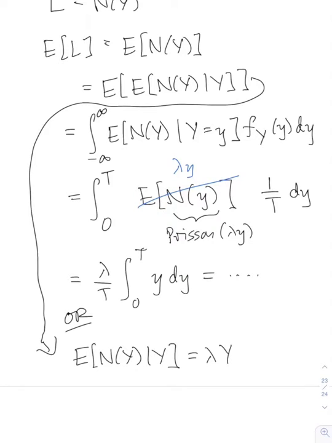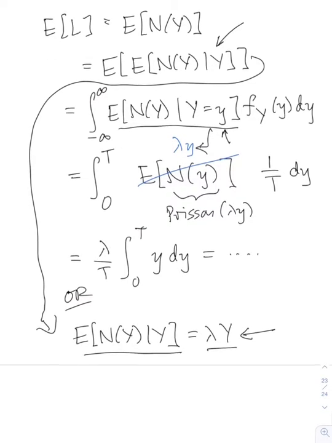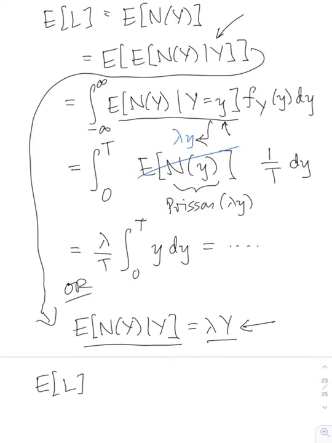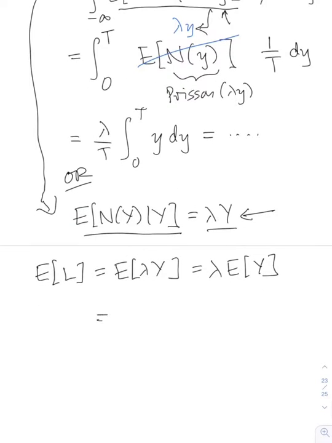Or another way to think about that is, if you come up here and you look at this expression, we calculated it, right? It's lambda little y. And this thing is what you get when you plug capital Y into this expression. So it's got to be lambda times capital Y. Well, then we can plug that back up into here. And so I get that the expected value of L is the expected value of lambda times Y, which is lambda times the expected value of Y. Y is uniform on 0 to t, so its expected value is t over 2. So I've got that.